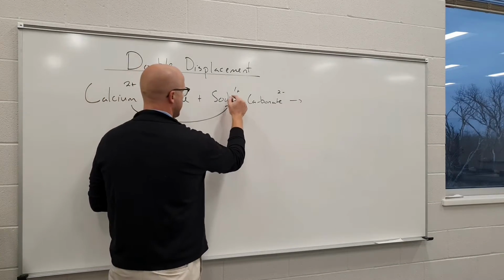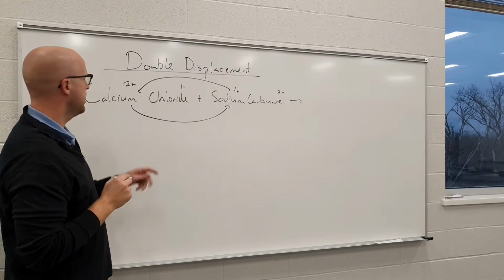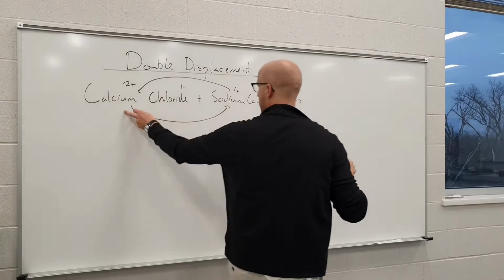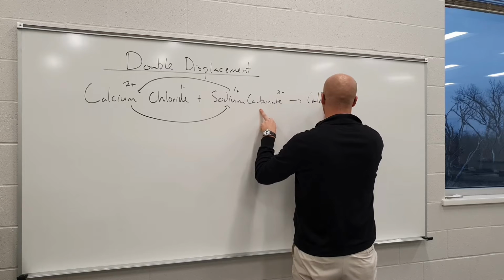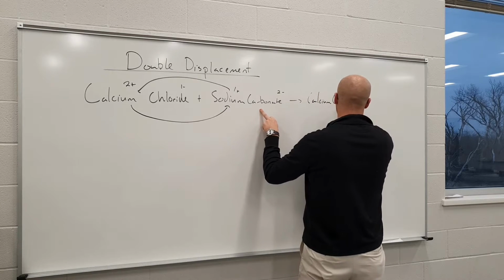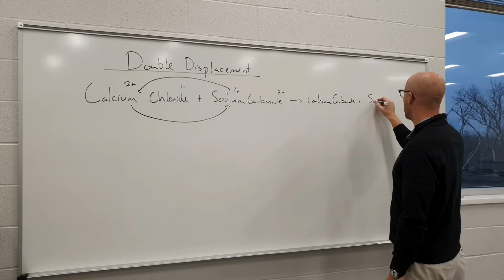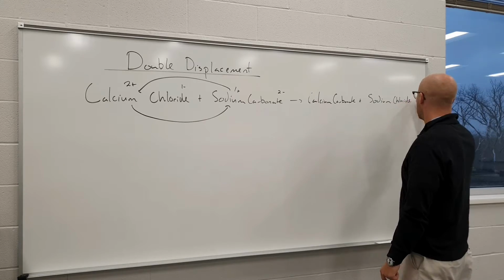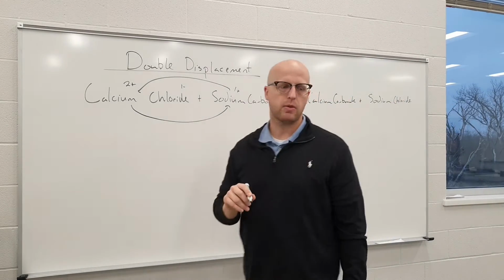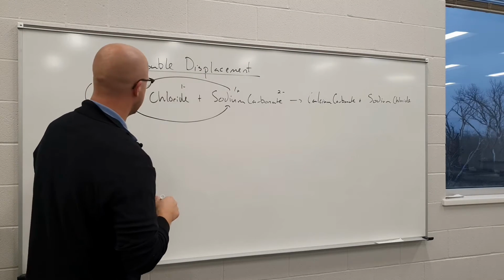So what we know is going to happen is the positives, or the cations, are going to switch places. And so my products, I'm going to get calcium pairing up with carbonate, and then sodium pairing up with chloride. So there's my word formula, but let's go ahead and write it as chemicals, or as symbols.